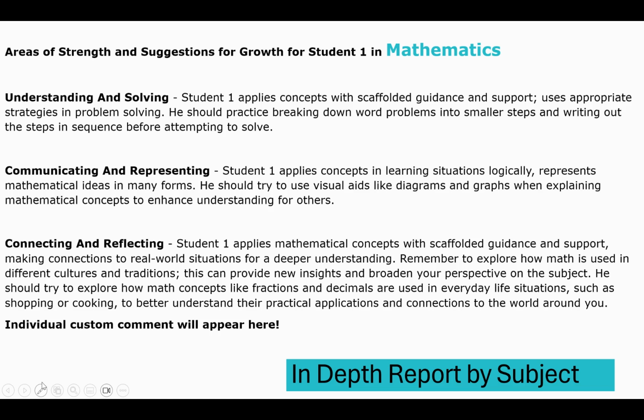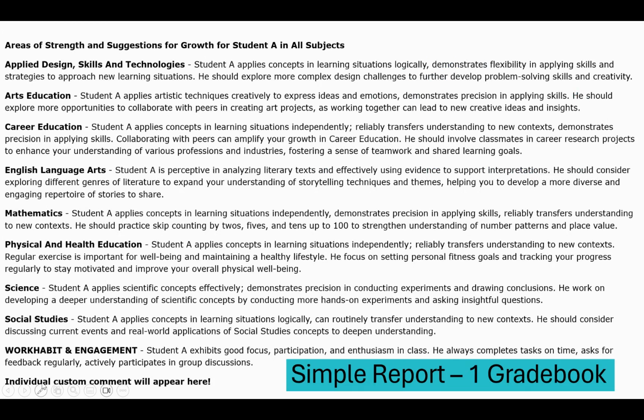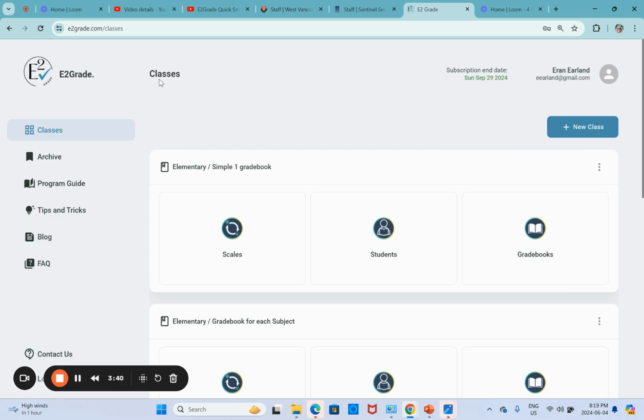Zooming in so you can take a closer look at the reports, you will find comments of strength, suggestion of growth, and work habits are all included as required by the new reporting order. This is an in-depth report by subject, and this is a report with all subjects included in a single gradebook. I'm going to show you how to set up both. Okay, let's get you set up.